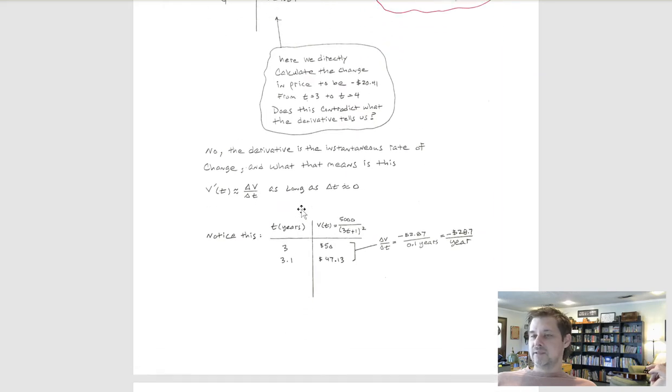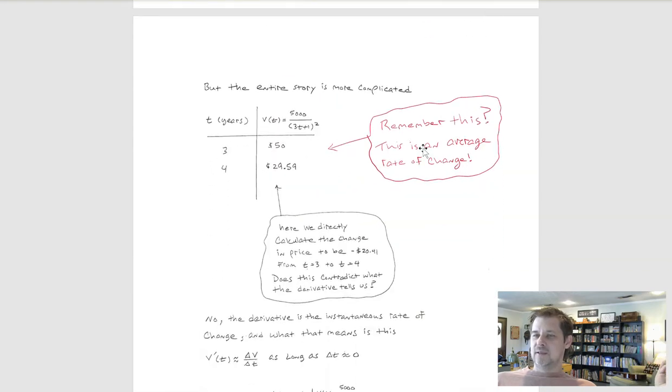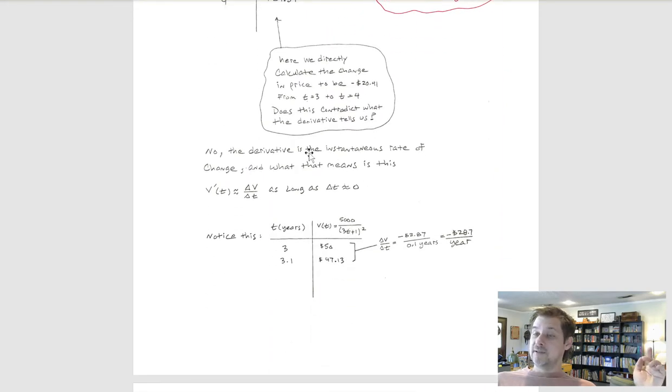But let me just say that the reason I'm getting such different numbers is this. The derivative tells me that from year 3 to year 4, the change in value is going to be 30 bucks. And the average rate of change, which is a direct calculation for that question, tells me that from year 3 to year 4, the price will reduce by $20. Then I would say, well, the derivative is the instantaneous rate of change. And that means the derivative will compare as a close approximation to the average rate of change if the average rate of change is based on delta t about 0.